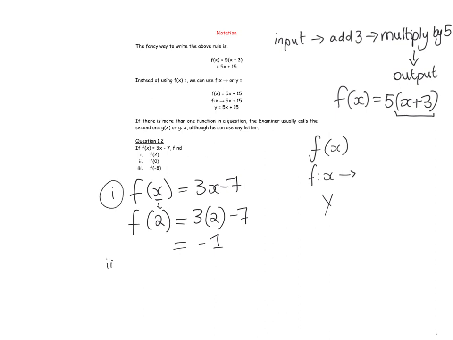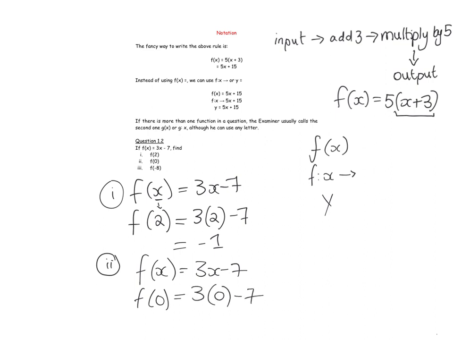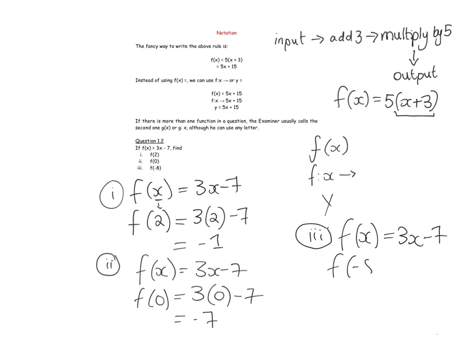The second one then, again, write out f of x is equal to 3x minus 7. They want f of 0. So what we've done now is we've replaced the x with 0. So this becomes 3 times 0 minus 7. So the answer for this one is going to be minus 7. Then the last one we have here is f of minus 8. So again, always write out the function: f of x is equal to 3x minus 7. And we're looking for f of minus 8. So it becomes 3 times minus 8 minus 7. And when you type that into your calculator, you're going to get minus 31.